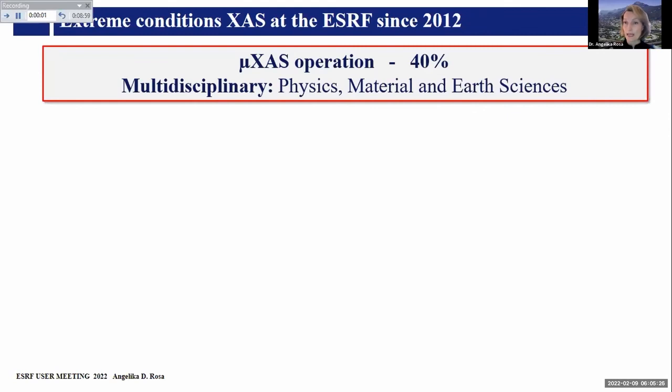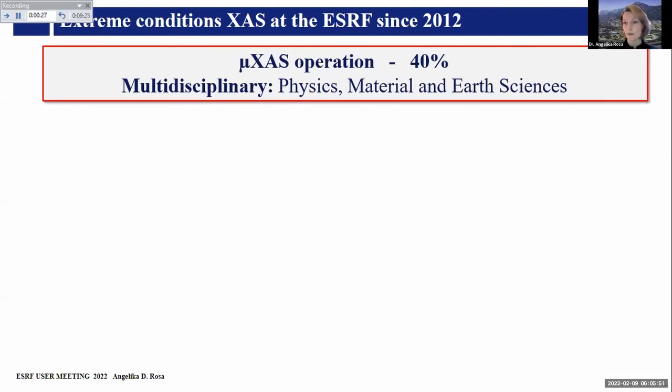Now, because of the vast interest in this technique from the user community, high pressure or extreme condition XAS was developed at the ESRF already in 2012, 10 years ago. And about 40% of the beam time at ID24 and BM23 was dedicated to this operation mode, not only for geoscience, but also for materials science and physics.